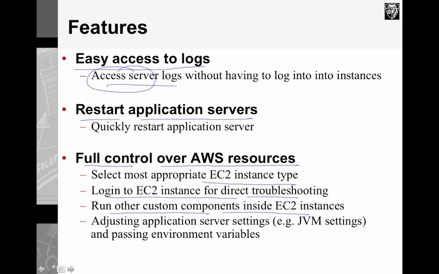The point is that when they launch an EC2 instance for you, they already launched Tomcat or Nginx or Passenger Server in it. But if you want to run other things, you're welcome to log in and do those things if you want. They don't prevent you from doing that. Whereas other vendors do prevent you. Some vendors don't allow you to log into your actual instance where the application server is running. You can also adjust application server settings by logging in, changing JVM settings, and passing environment variables.